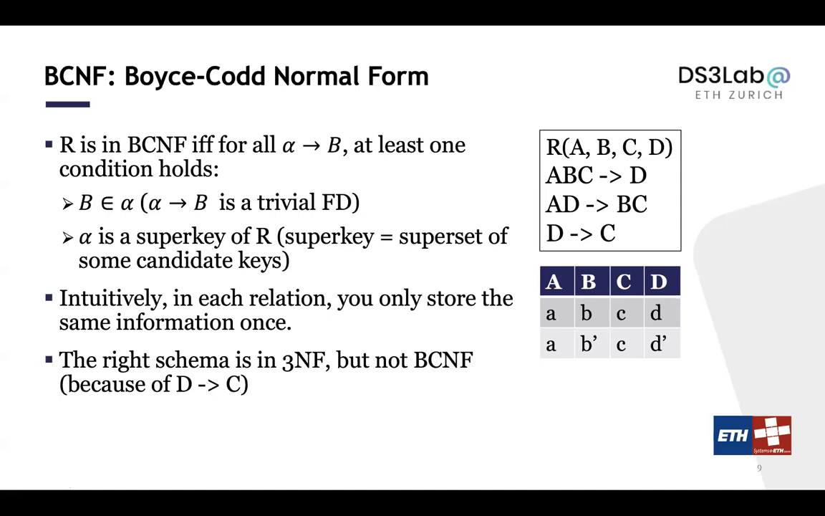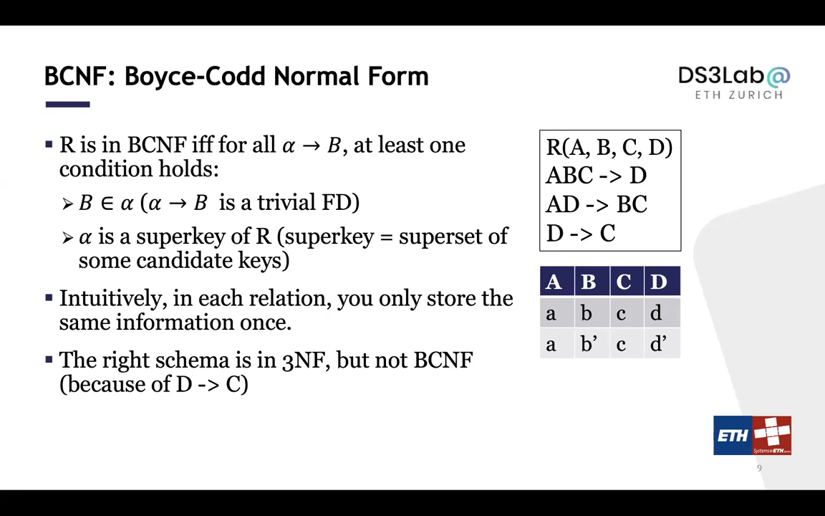So let's look at one example, right? Here you have one relation with three functional dependencies: ABC to D, AD to BC, D to C, right? So essentially, there are two candidate keys of this relation. From the first functional dependency, you get, okay, one candidate key is ABC. From the second functional dependency, you get, oh, another candidate key is AD.